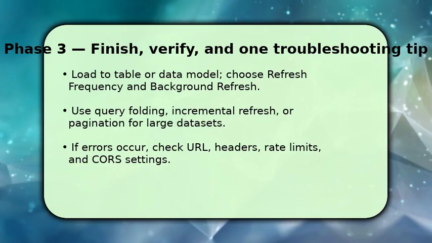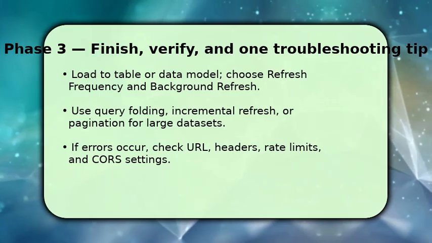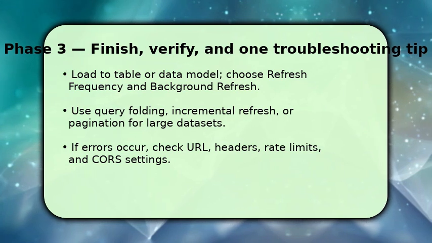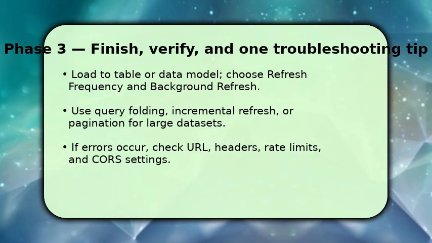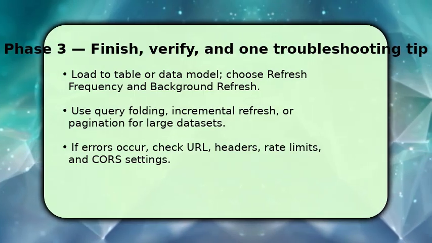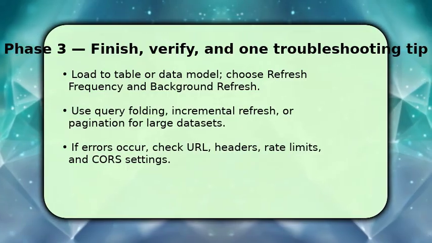If something goes wrong, check the URL, headers, API key, and rate limits. Many failures are authentication or CORS related. Finally, clear cache and preview responses in Postman or browser to isolate issues, and then adjust query steps until the data loads reliably. Thanks for watching.